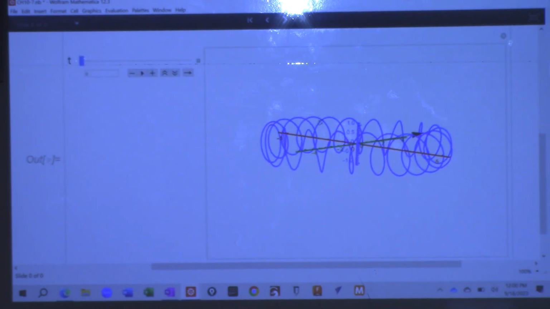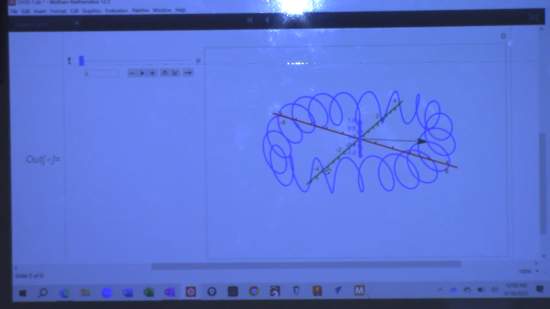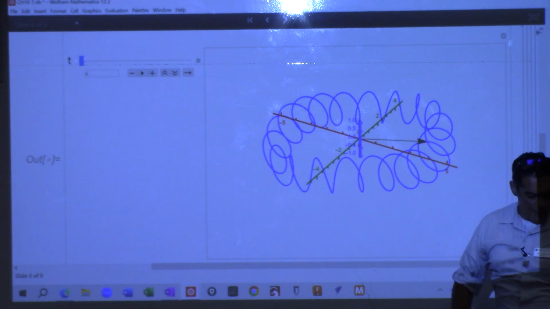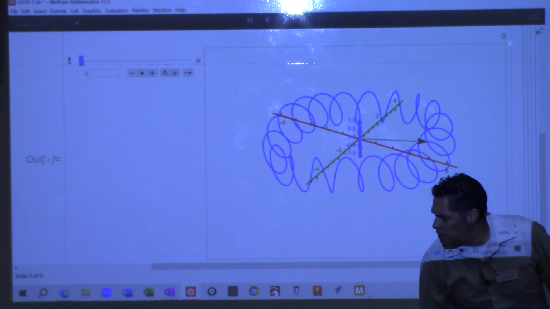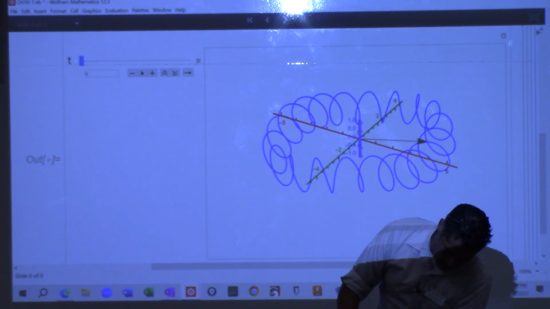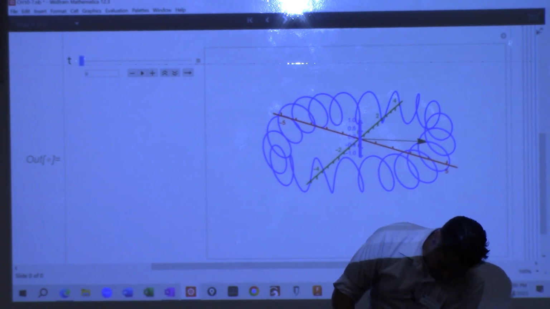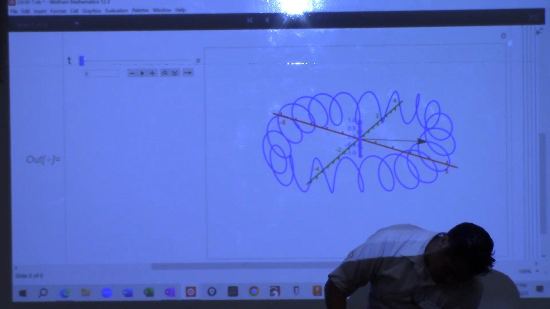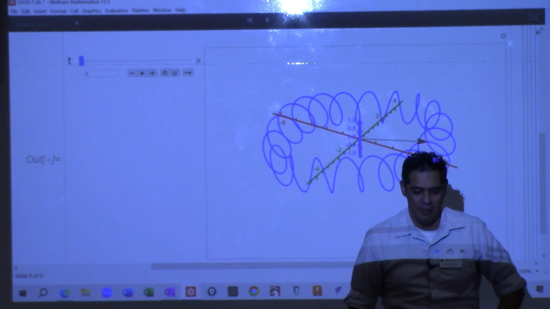Y'all know what a torus is? A torus is a donut. A donut is a torus. Y'all know how you create a donut? I don't want to tear that up. Sacrificial piece of paper? You need one? Yeah, do you have one?